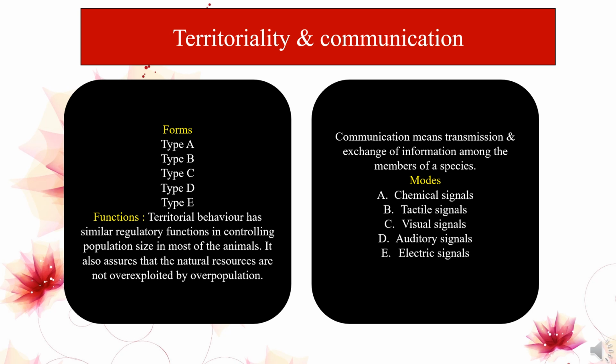And in electric signals, many fishes such as electric eel and electric ray have electric organs which produce electrical discharges to ward off predators and to stun prey. The electric organs of these fishes are of survival value to them.